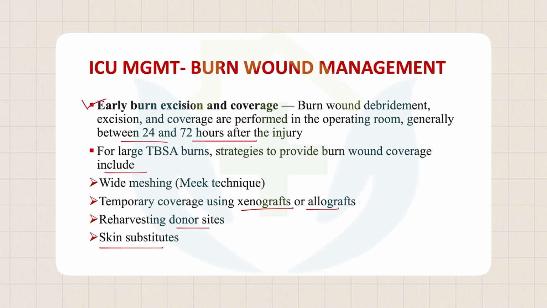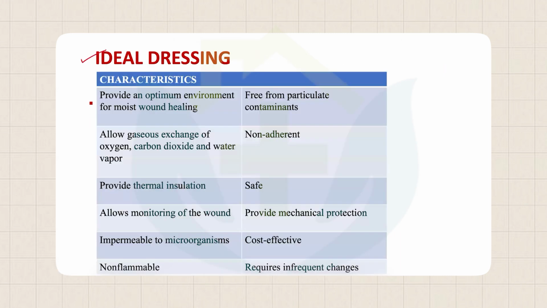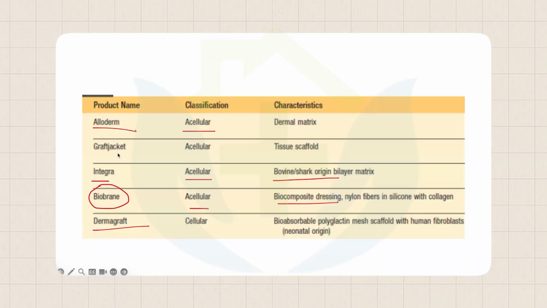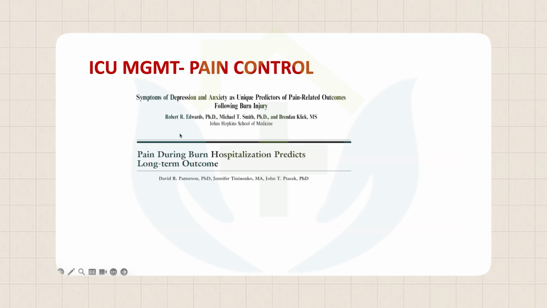You have to wait for at least 2 weeks, or at least till the time your infection is settled, and then only you can do. So the proper surgical timing is either very early within 24 to 72 hours or late after 2 weeks. Measures to reduce bleeding during surgery: you can infuse lignocaine infusion, lignocaine in the EDR, you can go for hypothermia, limb elevation, various things. Ideal dressings, I'm not going to this detail. Various type of dressings are there. You can just go through. I'll share the PPT, not so important for our purpose.